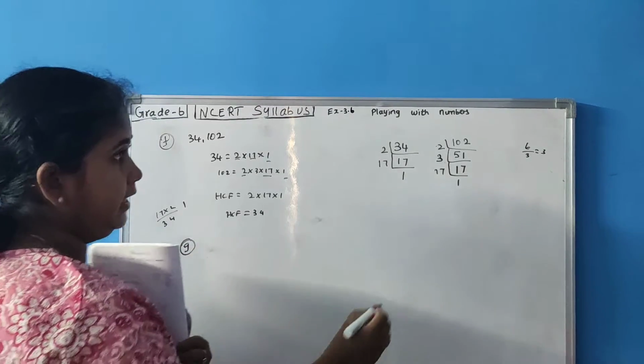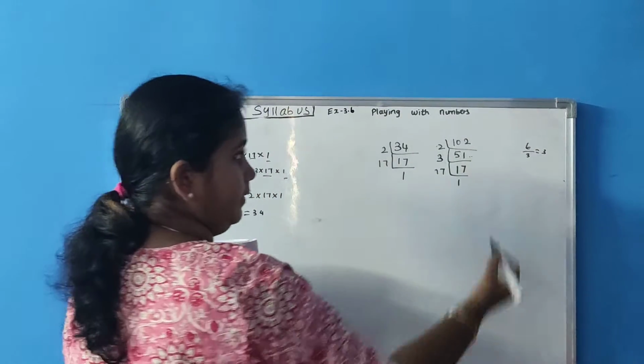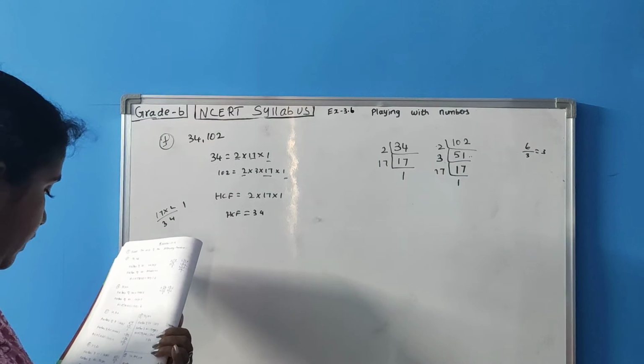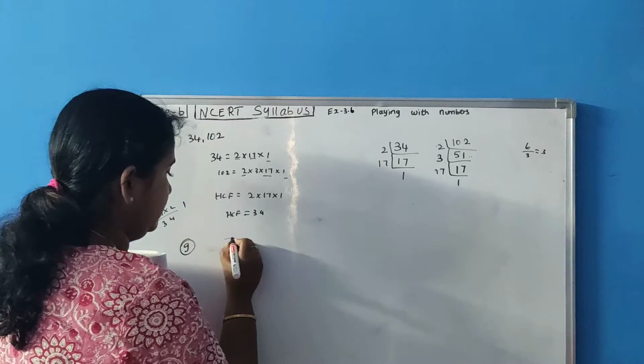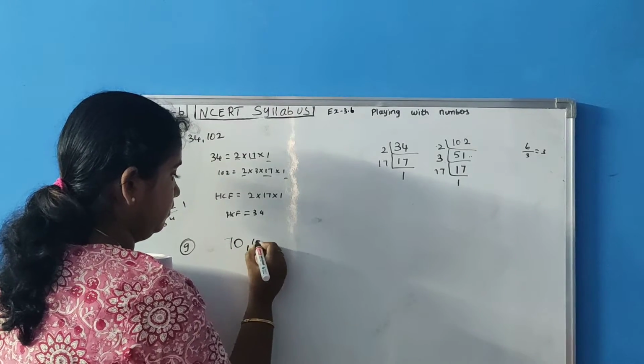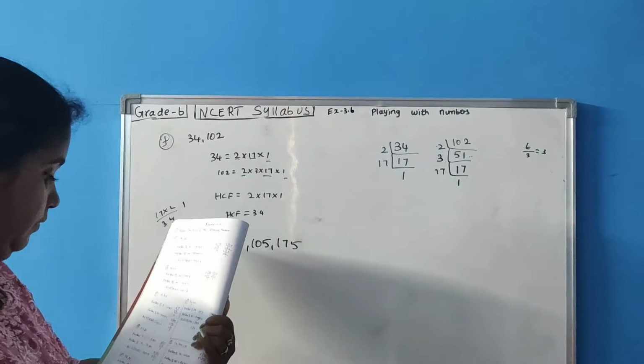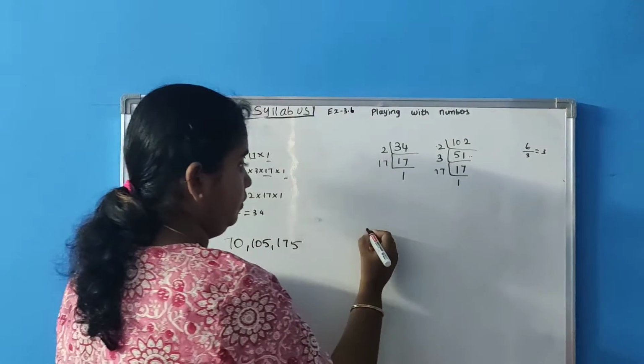G sum. Here I applied the divisibility rule. Okay. 70, 105 and 175. We are going to find the HCF for 3 numbers. 70, 105, 175. Clear? Okay, 70.